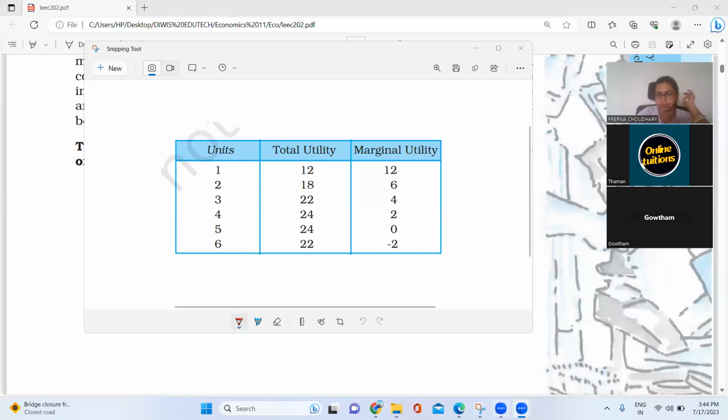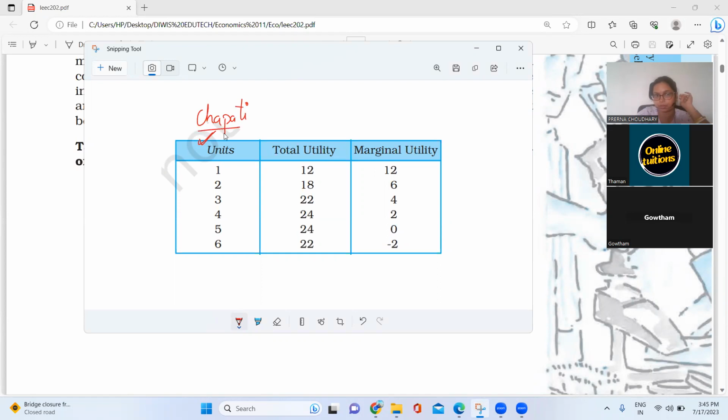I just took a picture of your book only, to make the calculation easier. Am I audible? Yes, ma'am. So for your example, you have chapati.